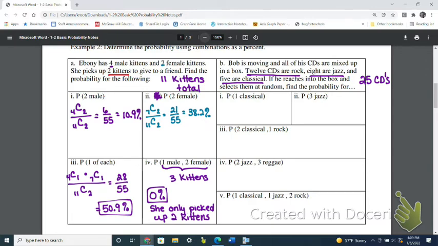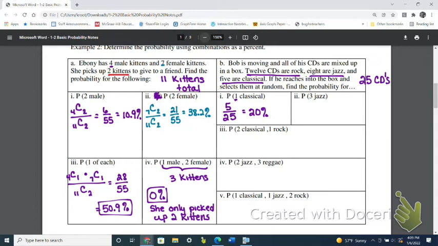So the probability of 1 classical, when I'm just picking 1, it's a simple probability, which means I just divide. So he has 5 classical CDs out of 25. So we plug that in our calculator and we get 20%. We don't have to use combinations when we are just picking 1.